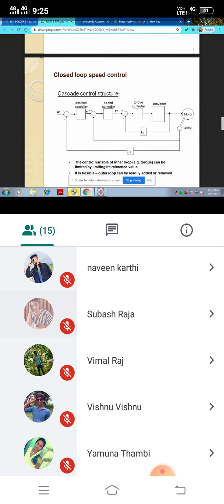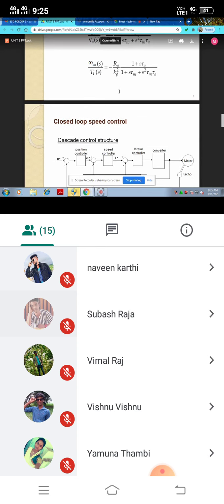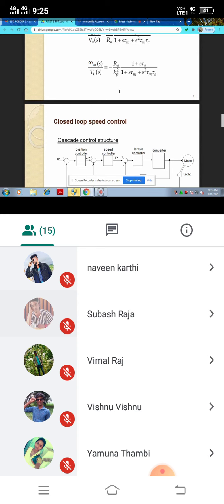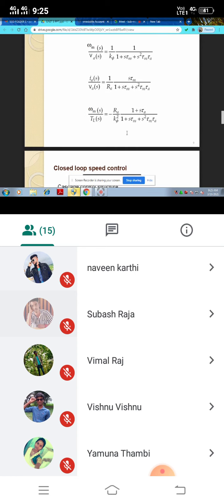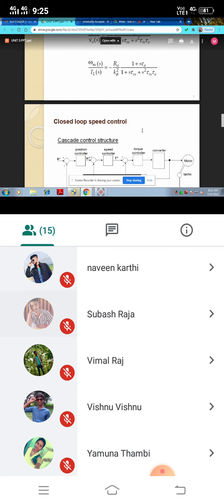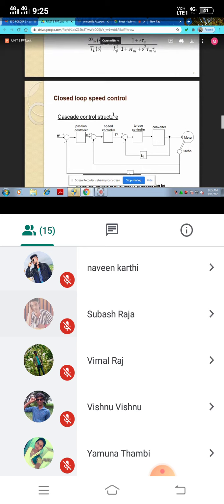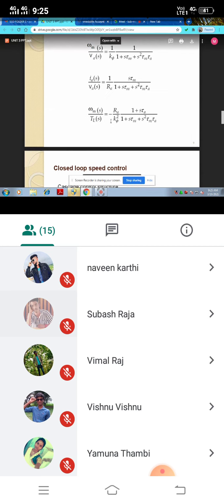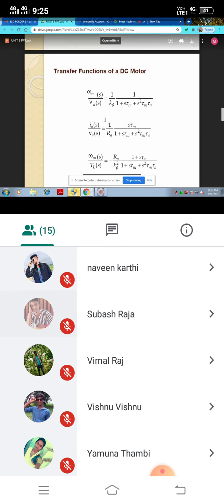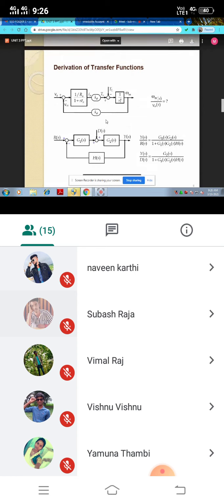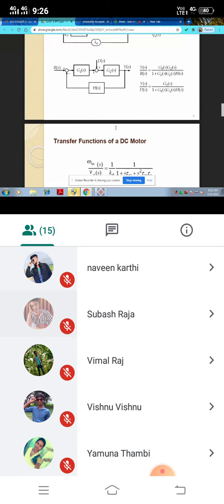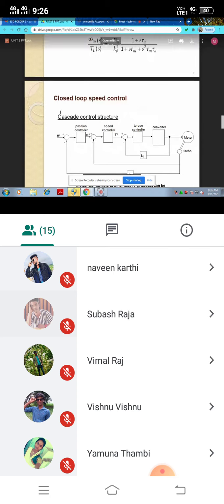Okay, till this we have seen in the earlier classes, that is, yesterday's class we had seen till this line. Okay, let us see the next topic, closed loop speed control. This is the second topic of this unit. We will go slowly from this topic, because the earlier topic had a lot of explanation. This topic is a fresh topic, so we will go slowly. Okay, closed loop speed control.